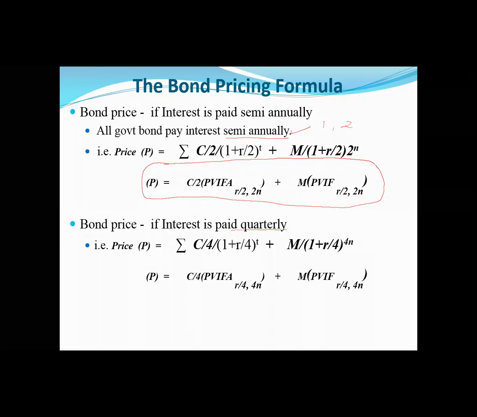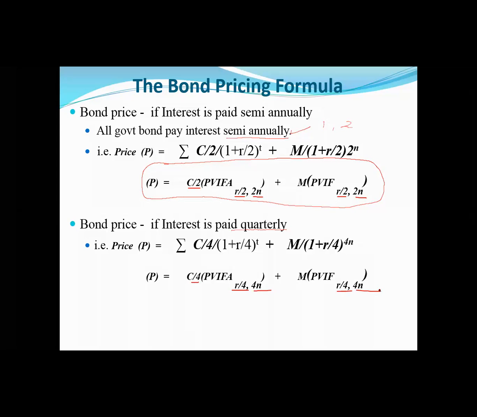If interest is paid 2 times, it is C by 2. Here also it is R by 2, 2n. If interest is paid 4 times in a year, it is C by 4, R by 4, 4n. And here also the same thing gets repeated.